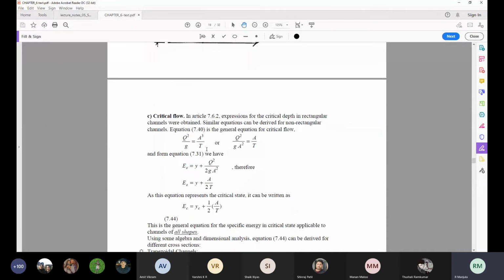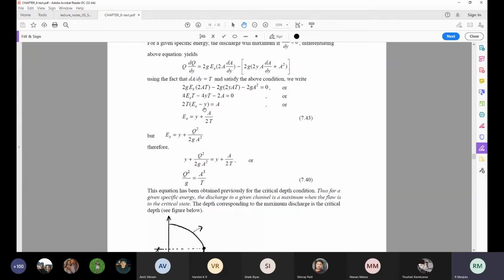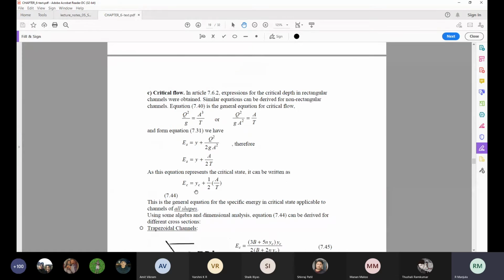Now similarly, for the non-rectangular channel we can derive similar equations, in which the general equation we have seen is Q square by g is equal to A cube by T. This is the general equation. Now I am rewriting this as Q square by g A square is equal to A by T. You know the specific energy equation, E is equal to y plus Q square by 2g A square, where you replace Q square by g A square by means of A by T. So E is equal to y plus A by 2T, the same equation we obtained here.